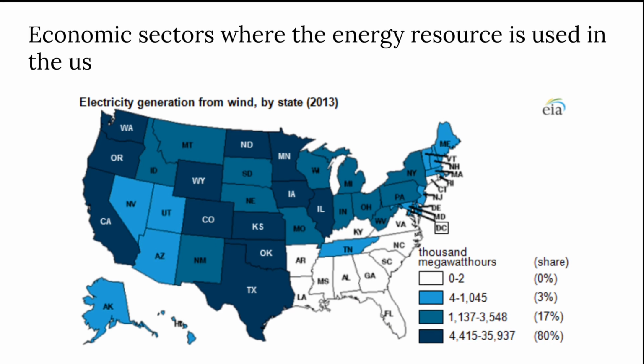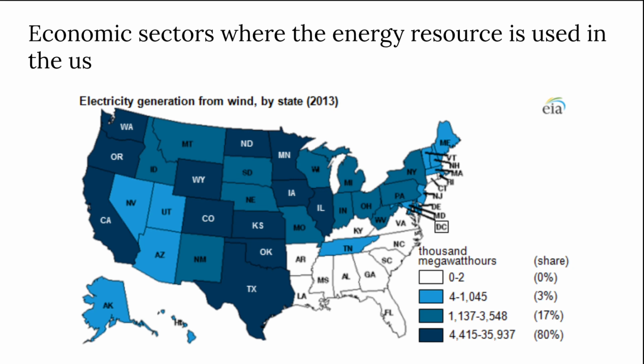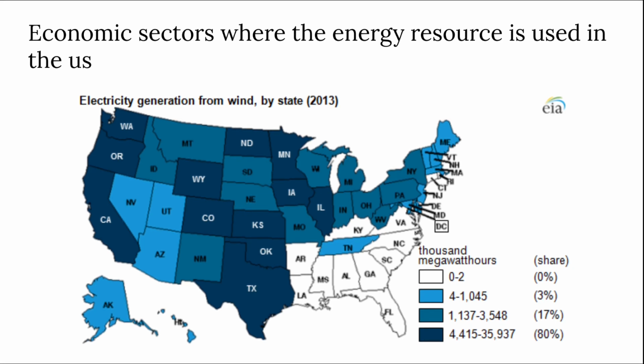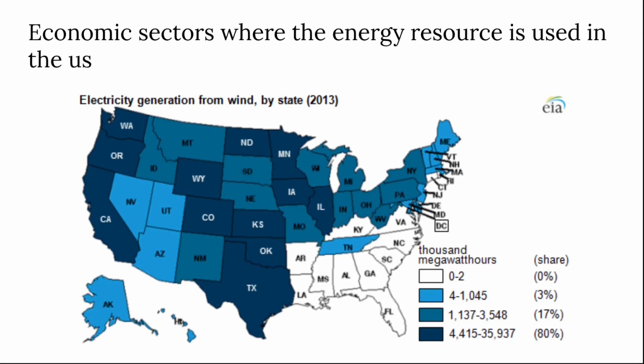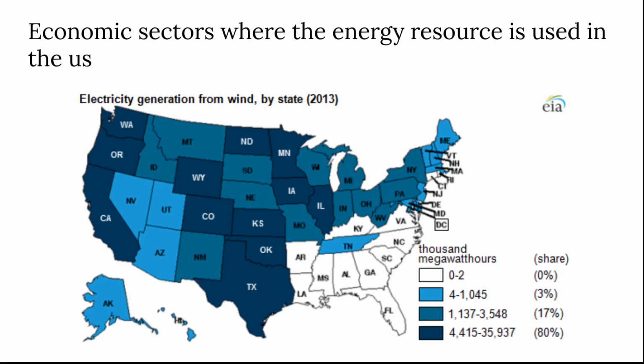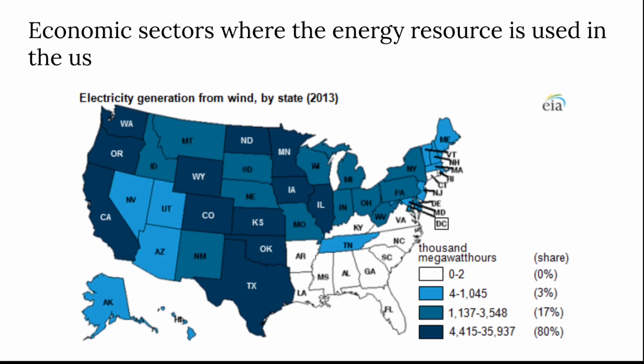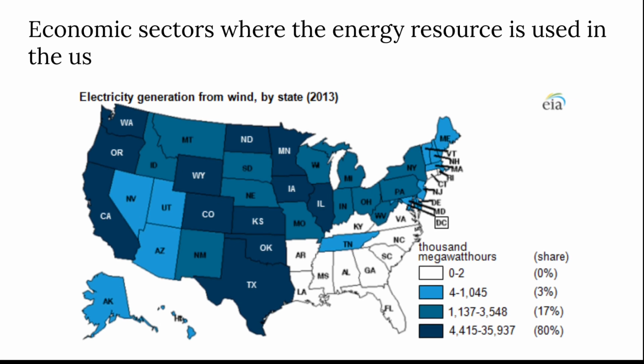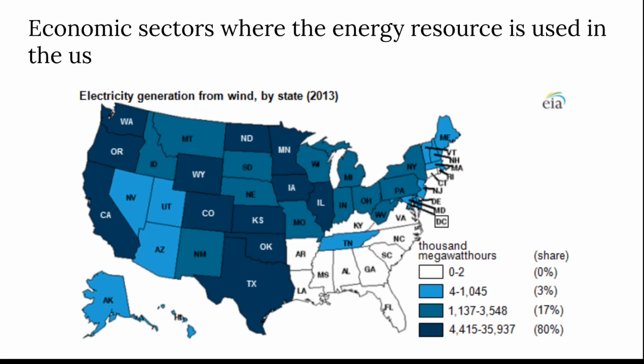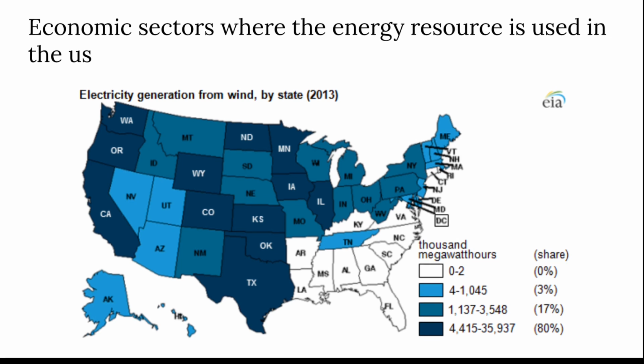This map represents the economic sectors where wind energy is used throughout the United States, and you can see in the darker blue shaded areas, that's where wind energy is used more. In states like California, Oregon, Washington, Texas, these more industrial states, and more progressive or liberal, you could say, is where it's used more often. And in southern agrarian states, it's used a lot less because of the politics and the economics.